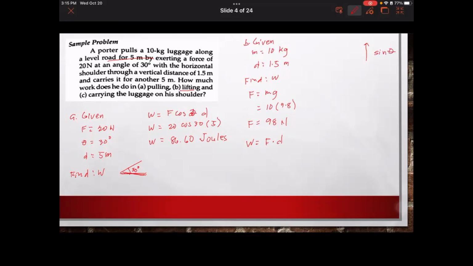Kaso, in our formula is W is equal to F times D times cosine theta. So, therefore, hindi applicable si sine theta, kaya wala tayong cosine theta sa given. Kasi along with the vertical to. So, magkakaroon tayo ng F, which is 98 times 1.5. Ito yung itinaas na. That's 1.5. So, W, what will be 98 times 1.5?